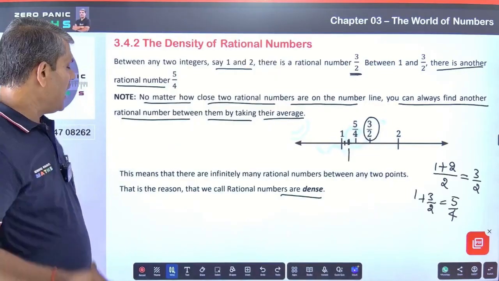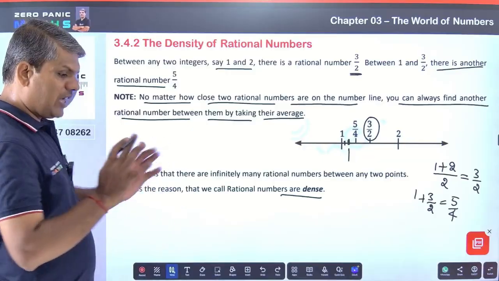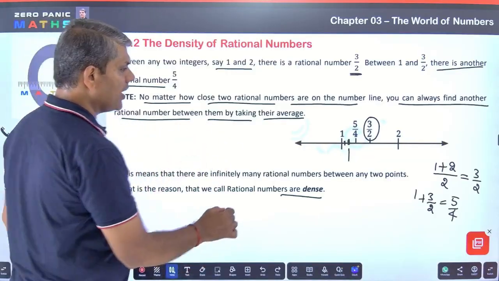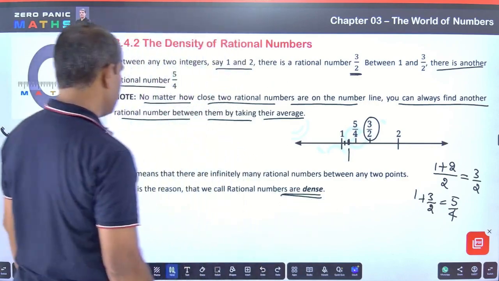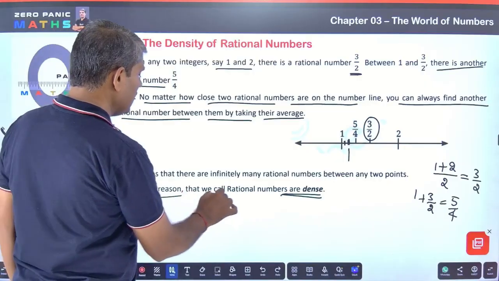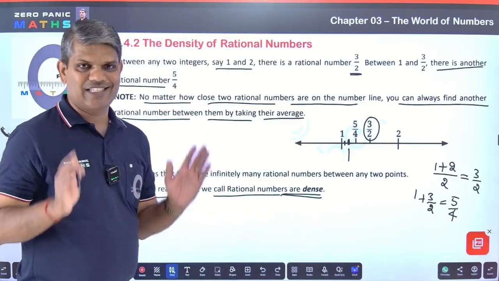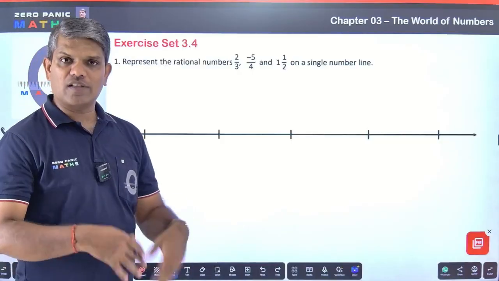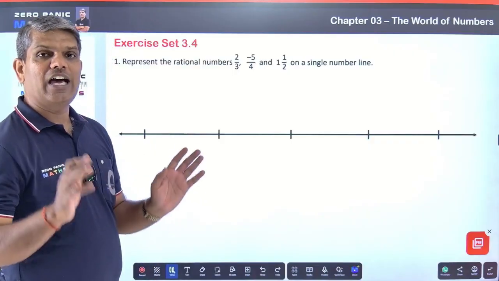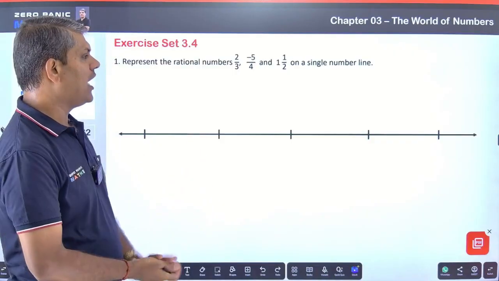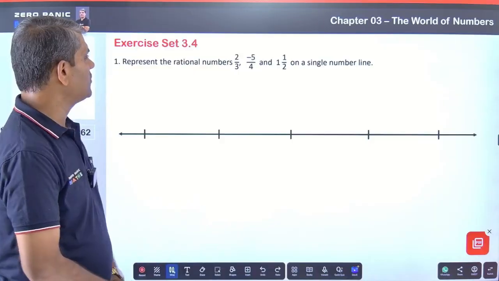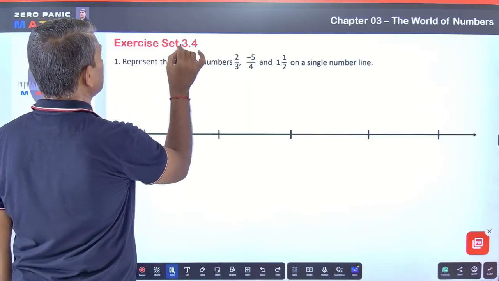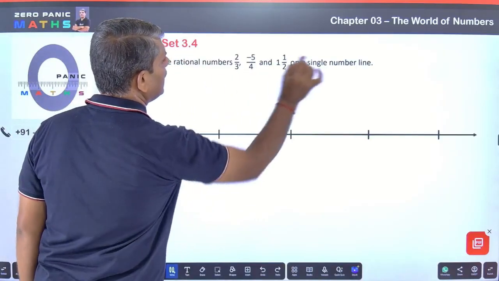You understood, right? And that concept of having infinitely many numbers between two units is called density. That's why we say that rational numbers are dense. Now let us see the exercise sets based on the concepts that we have studied: representing a number on the number line, and some other concepts we studied. So let us see exercise set 3.4 and look at the first problem.